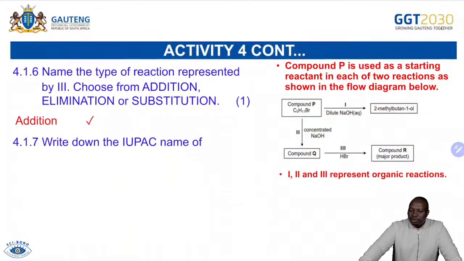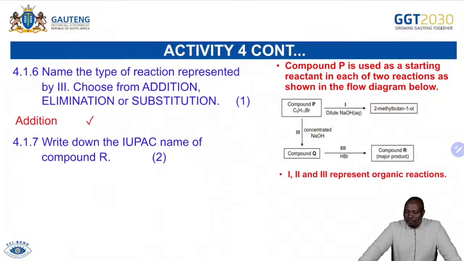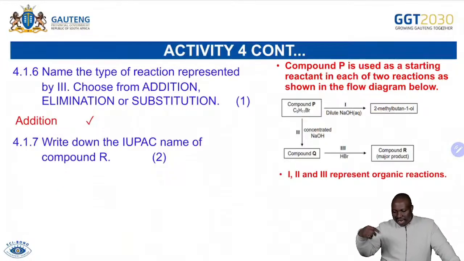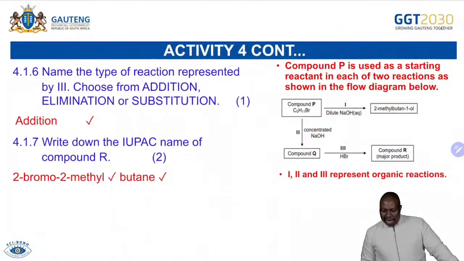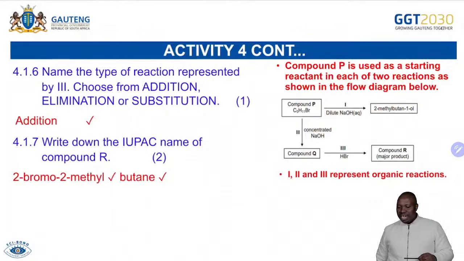Now, write down the IUPAC name of compound R. So now remember, you had an alkene here with a methyl on carbon number 2 and you had a double bond. Then you have to write the name of the structure, which is 2-bromo-2-methylbutane, after you have added.